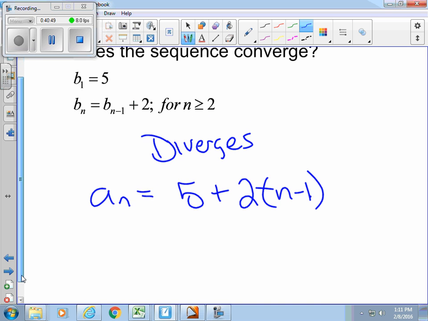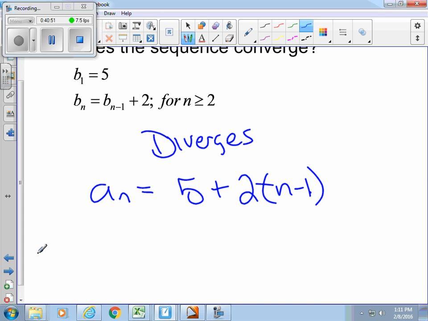Would a geometric sequence converge? Unless it's a fraction, maybe. If the number that we're multiplying by is a fraction, then it would converge to 0. So it depends.